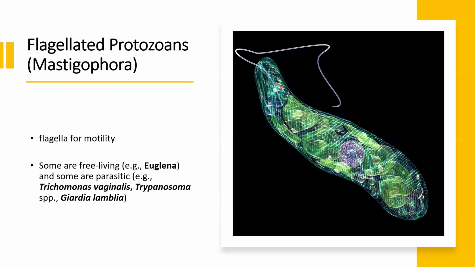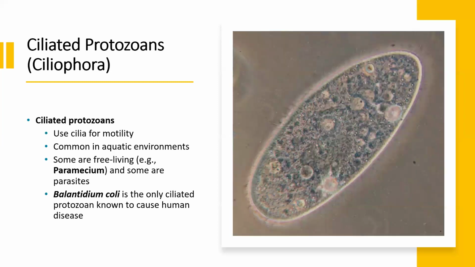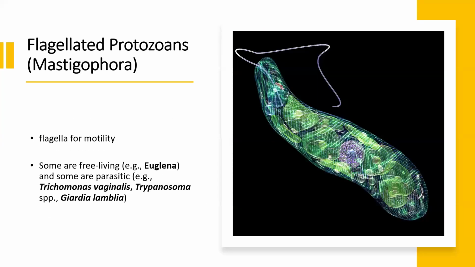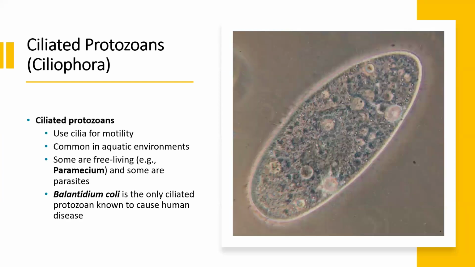Then you have your flagellated protozoans. Some of these are going to be free living. You've got this photosynthetic organism, Euglena, which has all these green sections in there, right? Because it's able to photosynthesize. I know this is a cartoon, but it's still the same idea. But also stuff like Trichomonas vaginalis, which we talked about, Trypanosoma, which causes African sleeping sickness, and Giardia lamblia, which causes hiker's diarrhea.